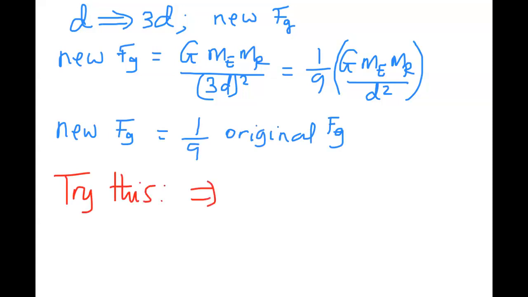What about if the distance now is 4D? In other words, if the distance increases to 4 times the original distance, what will be the new gravitational force in relation to the original gravitational force? Again, try this. If distance goes to 4D, what will be the new gravitational force in relation to the original gravitational force? All right.